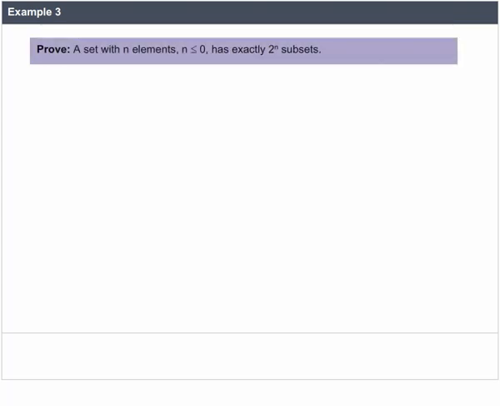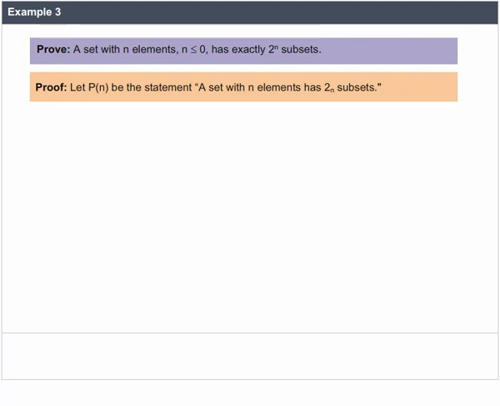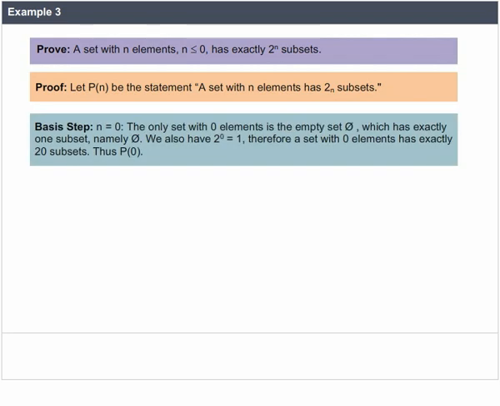Example 3. Prove a set with n elements, n greater than or equal to 0, has exactly 2 to the power n subsets. Proof. Let P of n be the statement: a set with n elements has 2 to the n subsets. Basis step, n equals 0. The only set with 0 elements is the empty set, which has exactly one subset, namely the empty set.